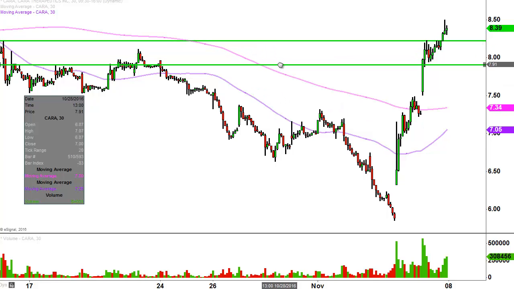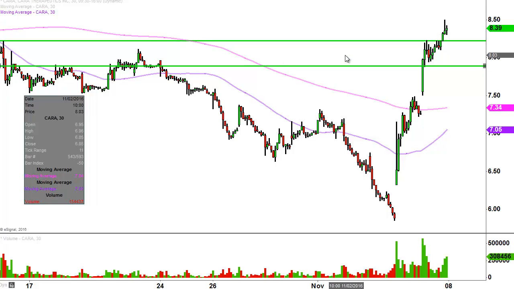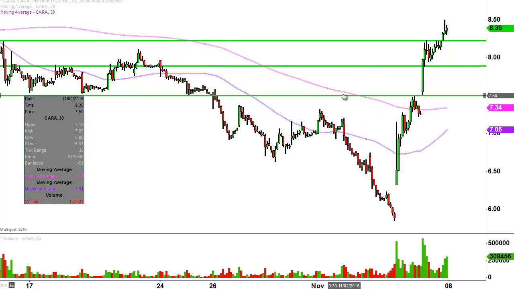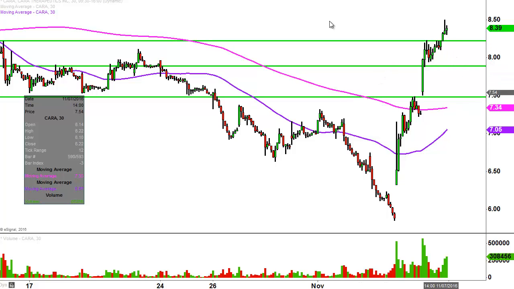If $8.25 can't hold, next level to keep an eye on down there at about $7.90. And then after $7.90, next level right there at approximately $7.50. So those would be the 3 areas of support.